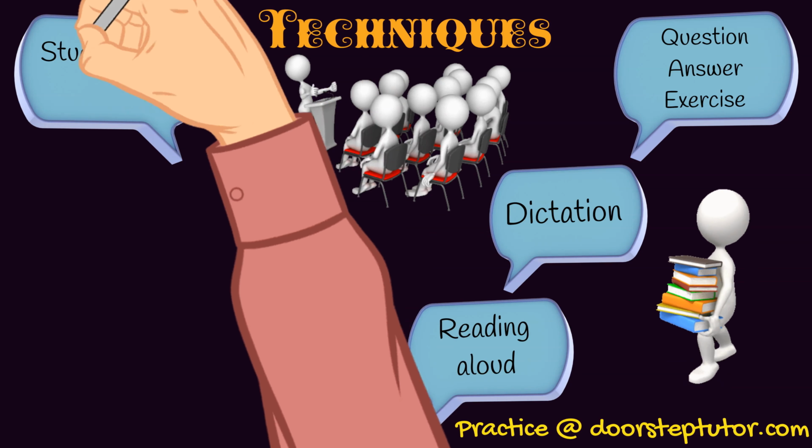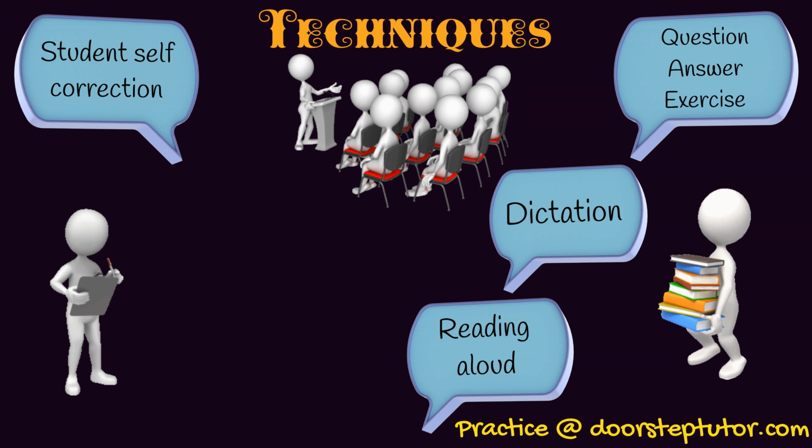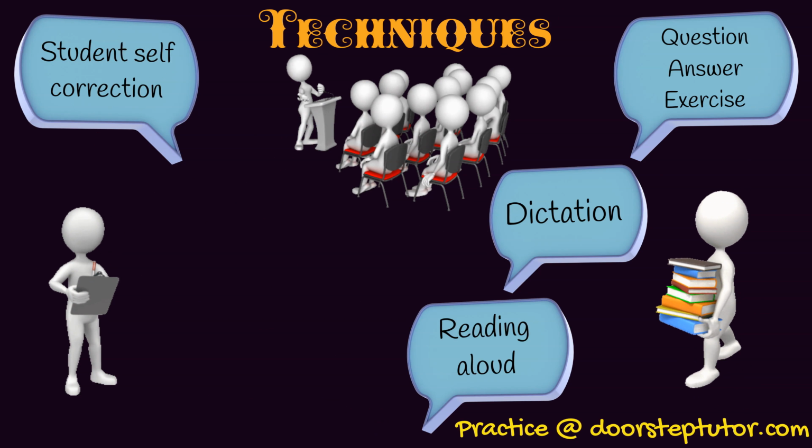And the next is student self-correction. Here what happens is, when a student makes a mistake, the teacher will offer him a second chance by giving a choice.